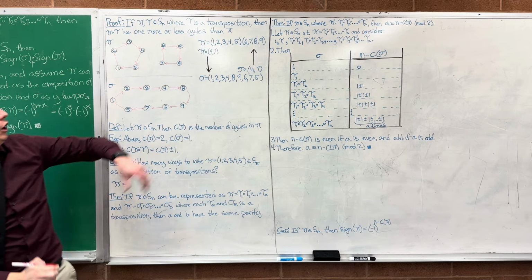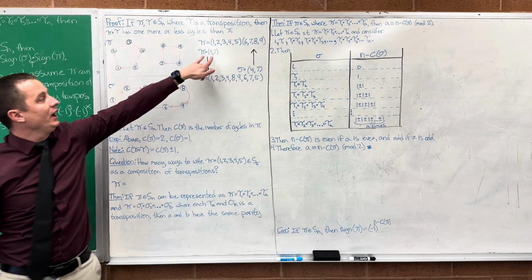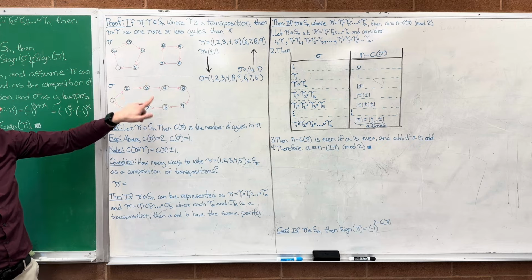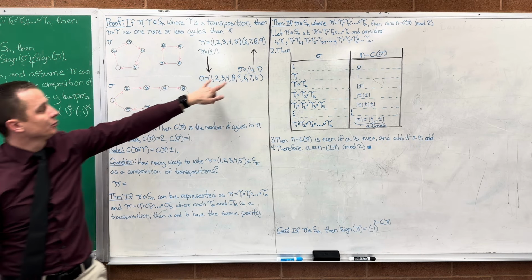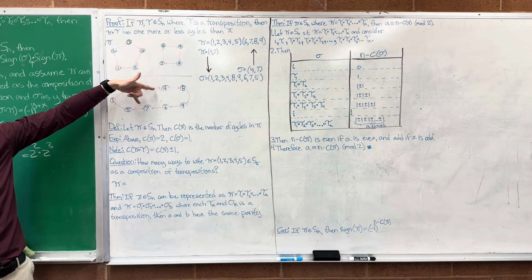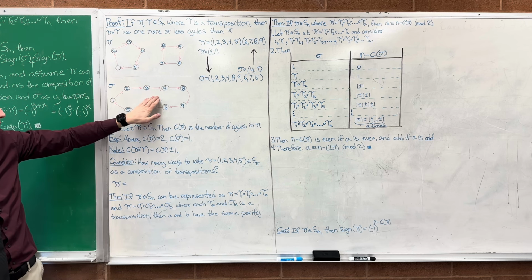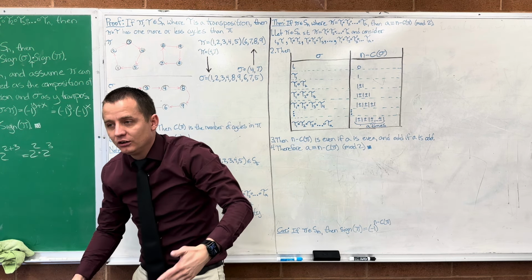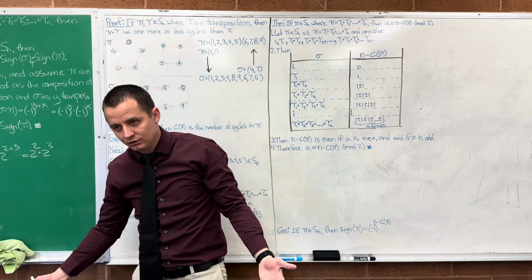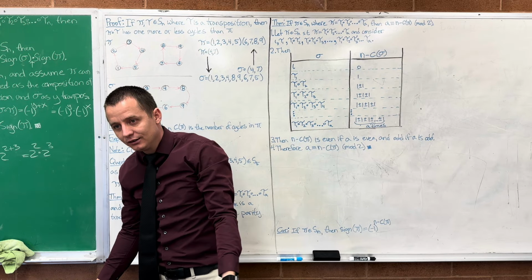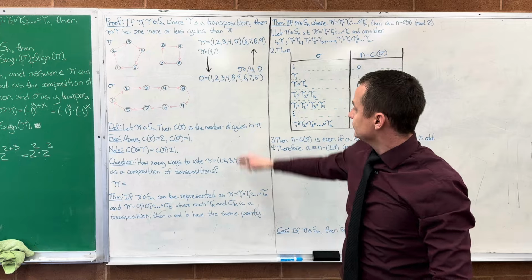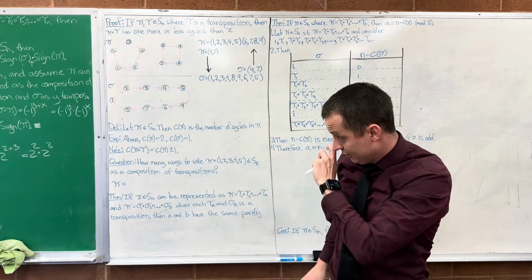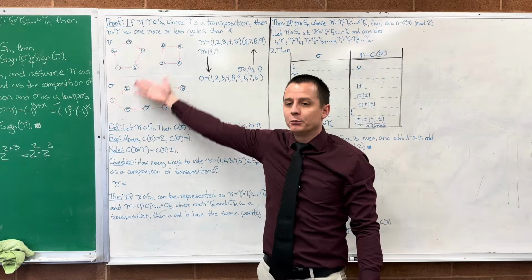So when you compose with a transposition, if the elements come from 2 separate loops, it glues the loops together. When you compose with the transposition, if the 2 elements come from the same loop, it breaks the loop into 2 different loops. So each transposition either breaks a cycle or adds a cycle. Make sense? Okay.